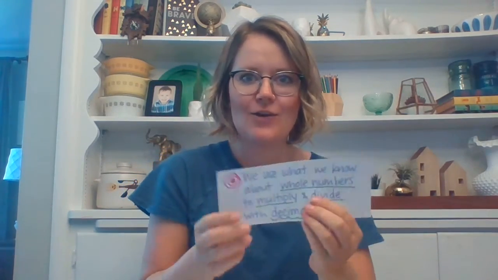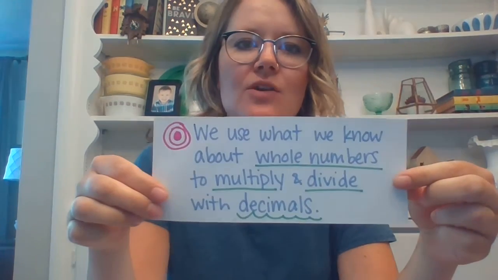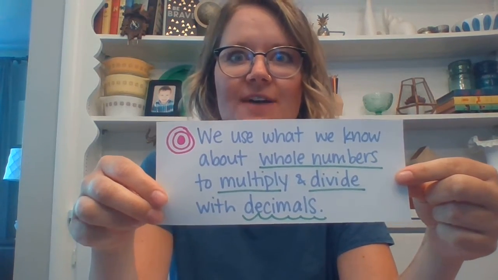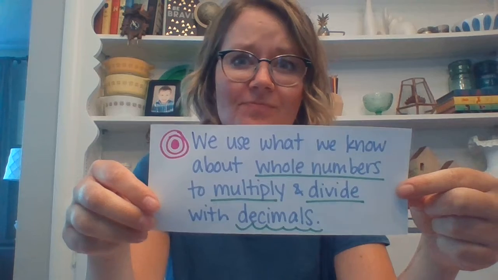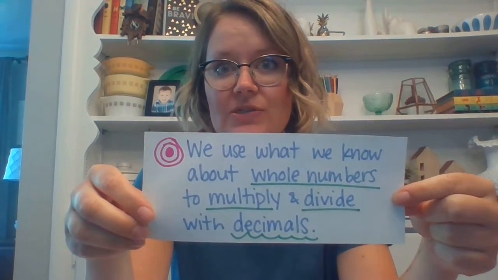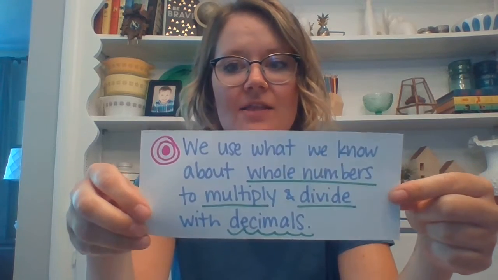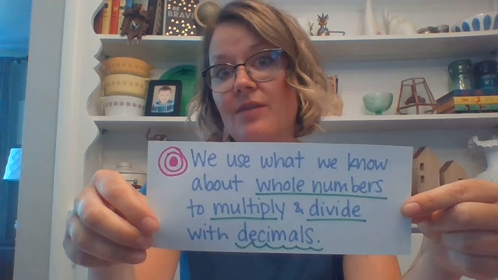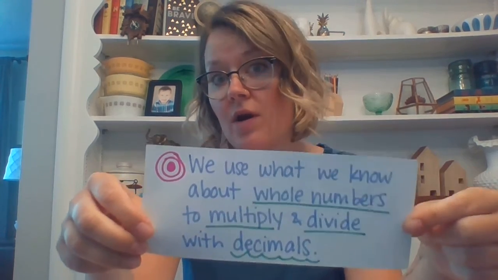So the learning target for today is that we use what we know about whole numbers to multiply and divide with decimals. Decimals and whole numbers are all part of the same base 10 number system. And because of that, the patterns that you guys have noticed over the last several years, multiplying and dividing with whole numbers, will work for decimals. So we're going to go back to what we know. I'm going to go through this quickly.